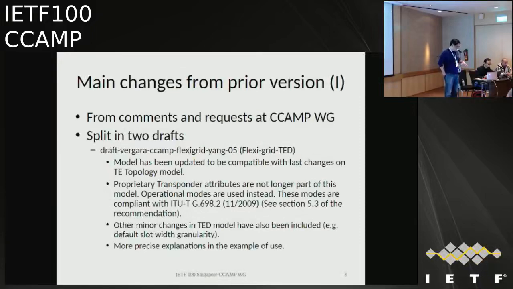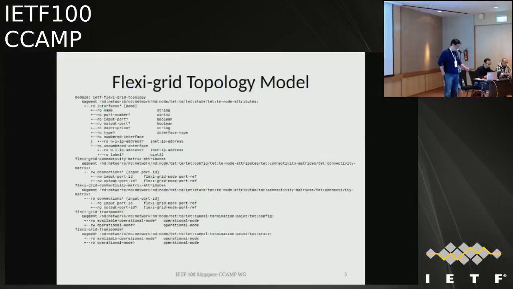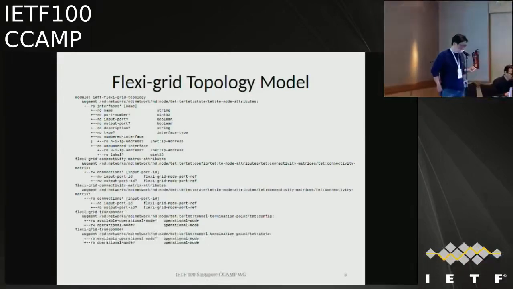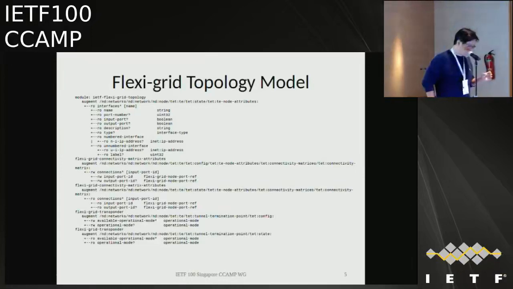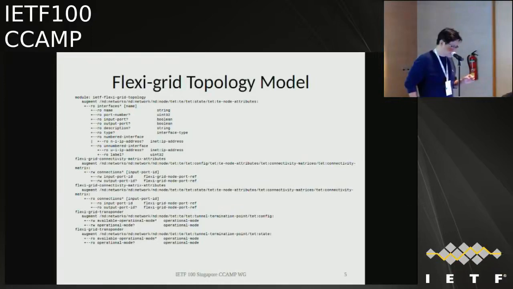I think this was the previous one, so we can move on to the tree. Yeah, and it is NMDA compliant. So this is basically the current flex grid topology model. Similar to the WSON model, we cleaned up most of the overlapping parts, except the flex grid specific things, which are listed in this model.